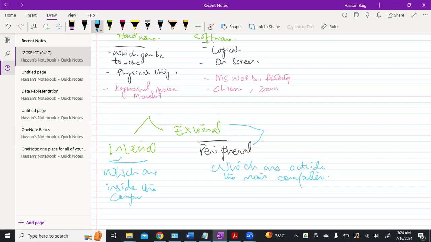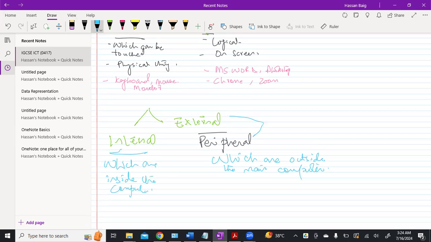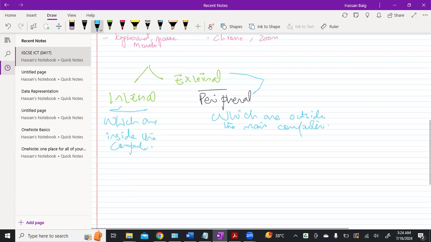Okay. So peripheral can be like keyboard, monitor. That's good. So you got an idea which are outside the main computer. But remember, peripheral may be referred to that way, but when you are using the book or the syllabus, they also refer to it as external. So internal, external.